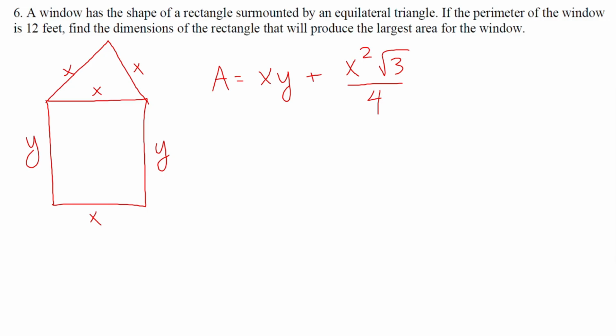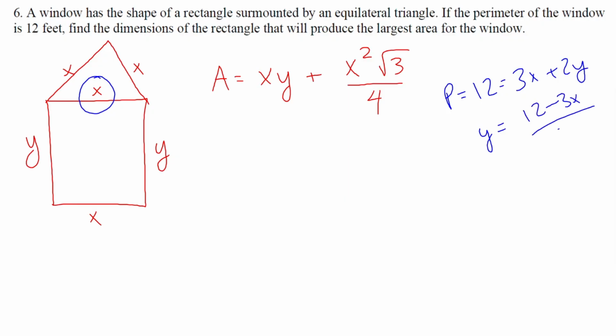We got x and y in here, so first thing we need to do is convert everything into the same variable. We'll do that using the perimeter. We know the perimeter has to be 12, and that's going to be everything in this picture except for this x, so that should be 3x plus 2y, which tells us that y is equal to 12 minus 3x over 2. And so I can then put 12 minus 3x over 2 into my y for my area equation.